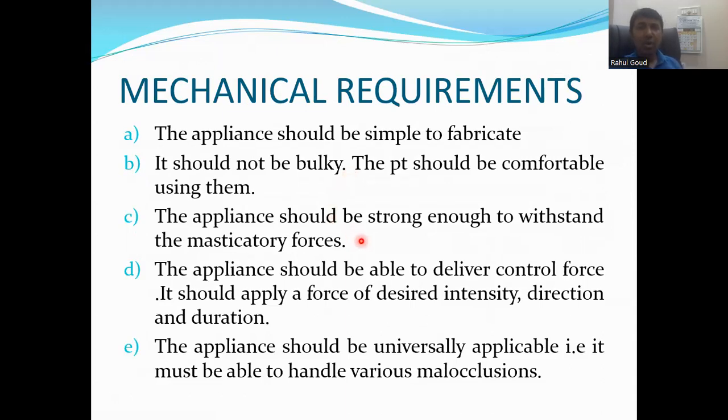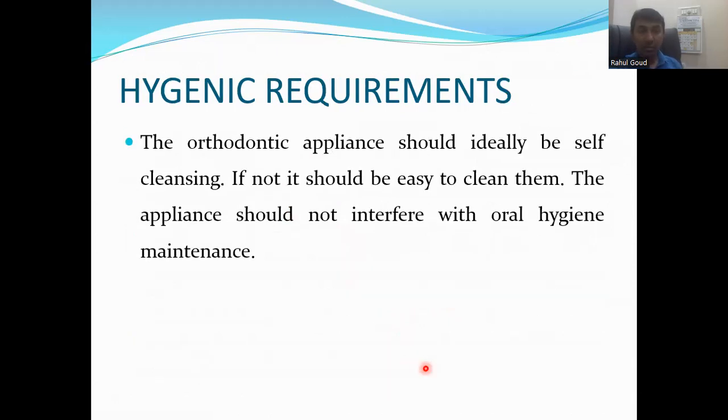The appliance should be strong enough to withstand the masticating forces. The appliance should be able to deliver controlled force. It should apply a force of desired intensity, direction, and duration. The appliance should be universally applicable, that is, it must be able to handle various small occlusions.